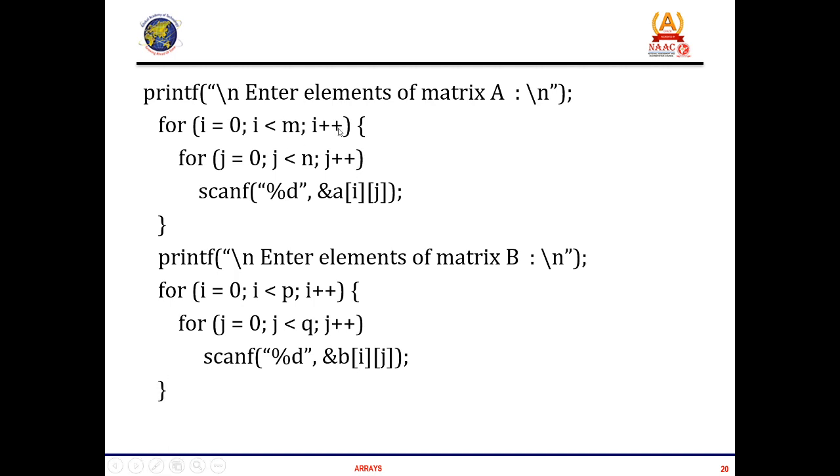See the fundamental difference in the elements of matrix A. I have i equal to 0 to less than m and j equal to 0 to less than n. So here the test condition involves variables m and n. On the other hand, in case of this for loop, that is the elements of the second matrix, the test condition involves variables p and q. Now, once I finish entering the elements of the matrix, my next job is to do the matrix multiplication.